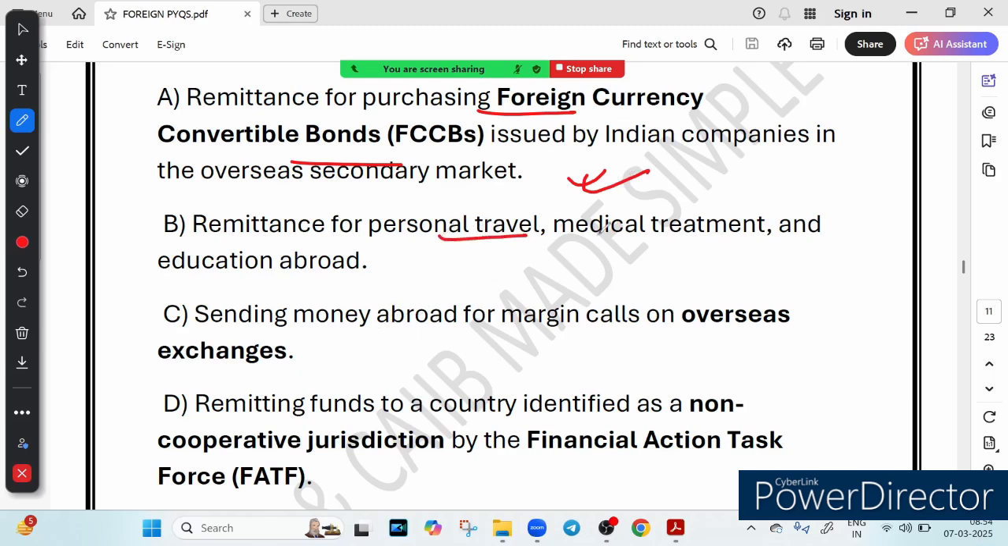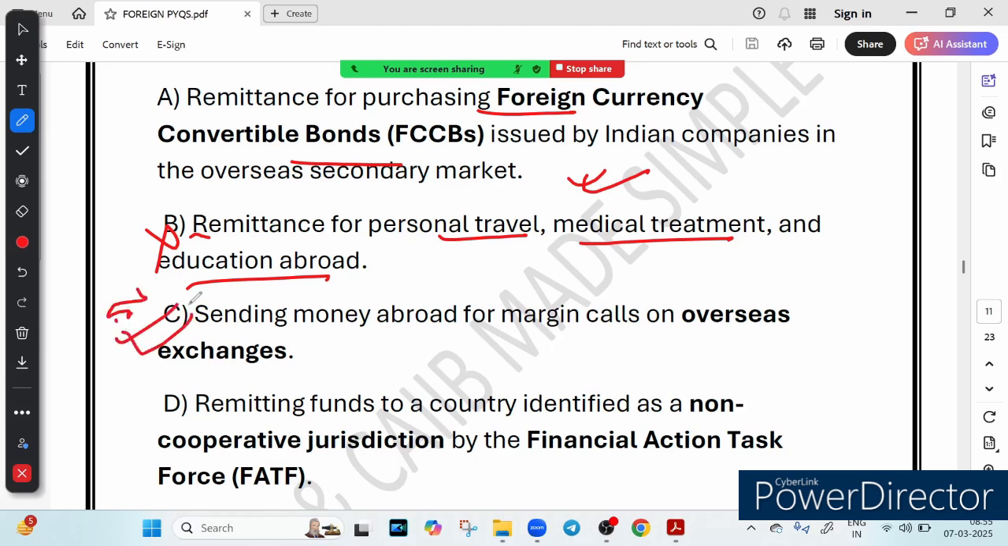Option B, personal travel, medical treatment, education abroad. This option is incorrect because LRS allows remittance for personal travel, medical treatment and education abroad. So that's why this option is incorrect. Option C, sending money for margin call on overseas exchange. This option is correct because sending money abroad for margin trading or margin call on overseas exchange is prohibited under LRS, right?